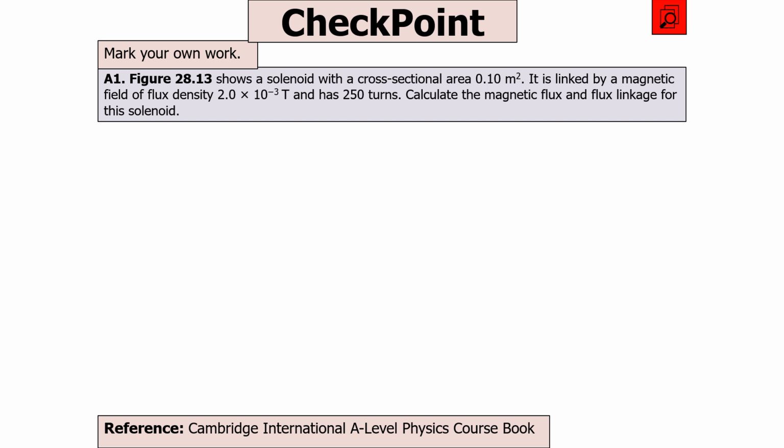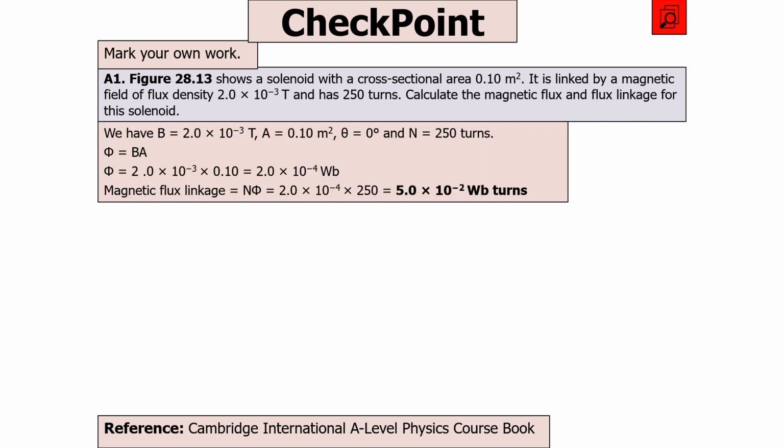Right, so in this first one, we know what our value for B is. We know B is 2 times 10 to the minus 3 teslas. The area is 0.10 meters squared. The angle is 0 and N is 250 turns. So magnetic flux is 2 times 10 to the minus 3 times 0.1. So it's 2 times 10 to the minus 4 Webers. The flux linkage is that value times N. So you times by 250, it's 5 times 10 to the minus 2 Weber turns.